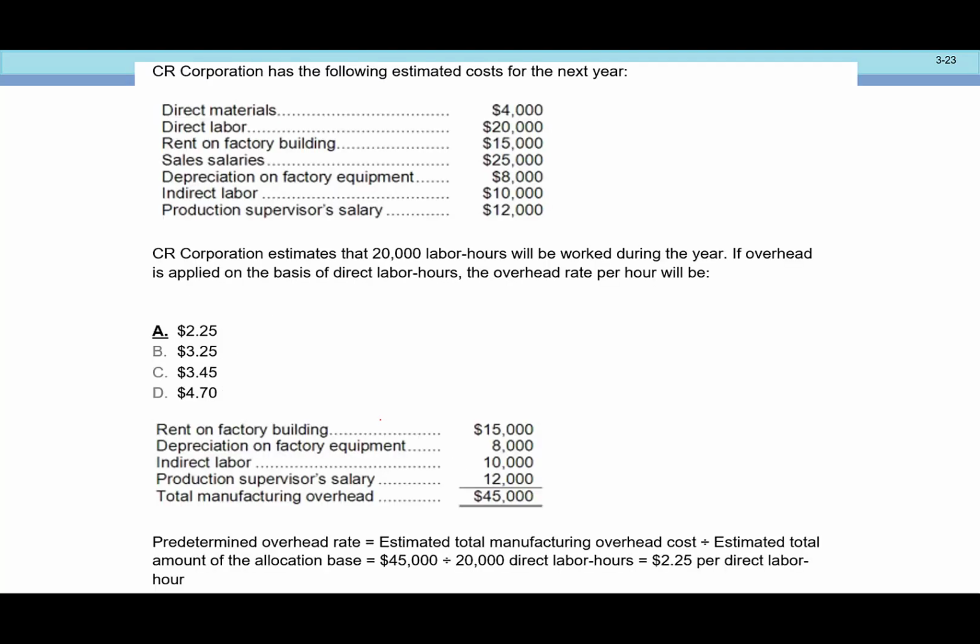Okay, good. Let's take a look at this one. Now, this one is similar to the earlier one we looked at, but now, rather than just giving me the total overhead, I'm going to have to pick out what items up here are indirect costs, right? To be able to do this. Okay, so is direct material indirect? No. Is direct labor indirect? No. Is rent on the factory building indirect? Yes. Right? Sales salaries. Sales salaries may be indirect, but we expense those as incurred, don't we? So we're not going to track those to the job. How about depreciation? That's a manufacturing cost, isn't it? Okay, so we're going to pick that up. How about indirect labor? Yes. Yep. How about production supervisor salary? Yes, the production supervisor salary is considered an overhead cost, right?